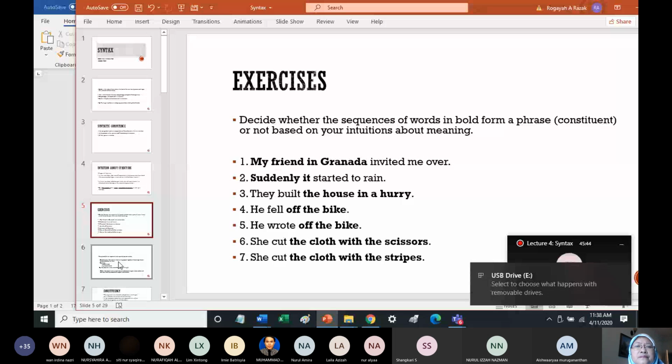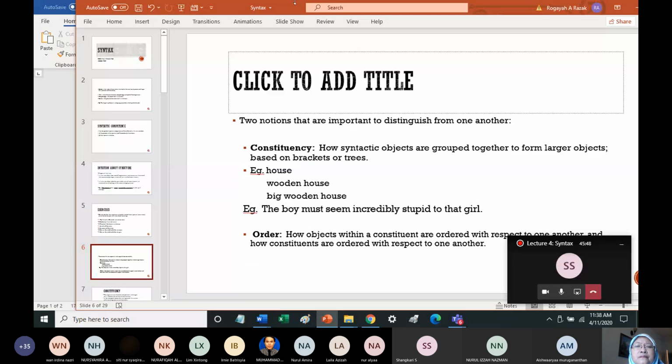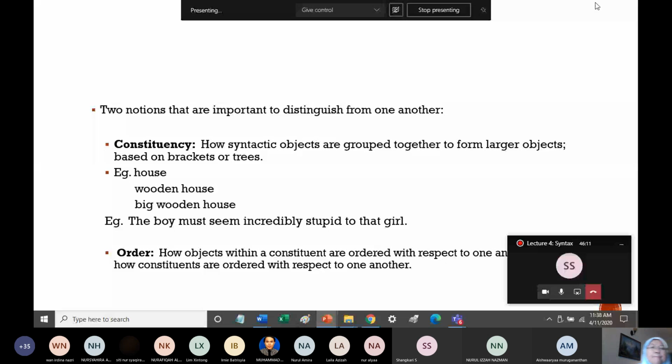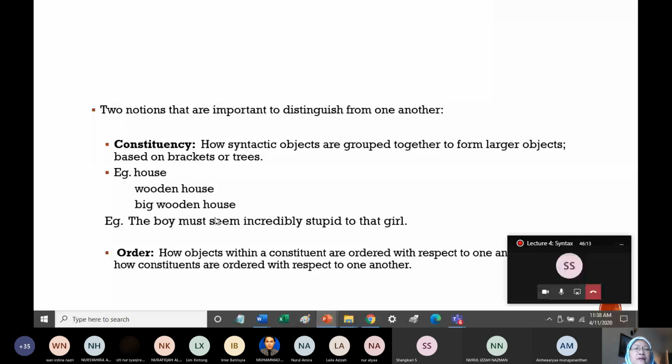Proceed with, what's this? Okay, constituency. What is the definition of constituency? So constituency is how syntactic objects are grouped together to form larger objects based on brackets or trees. So we have seen actually how I group the words together just now.